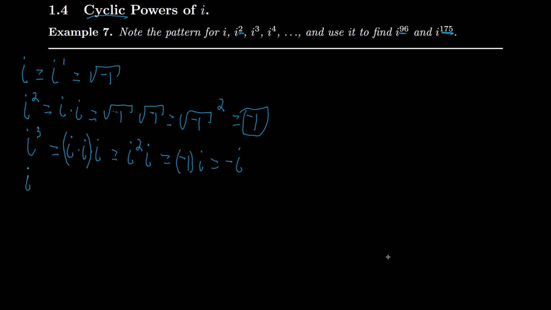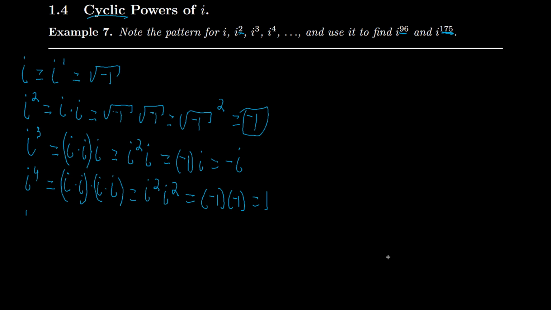Let's look at I to the fourth. This is I times I times I times I. And we can group together these I's and these I's. And we know that that's just I squared times I squared. I'm just writing it in terms of things I already know. Well, I squared is just negative 1. So this is negative 1 times negative 1, which is just 1.